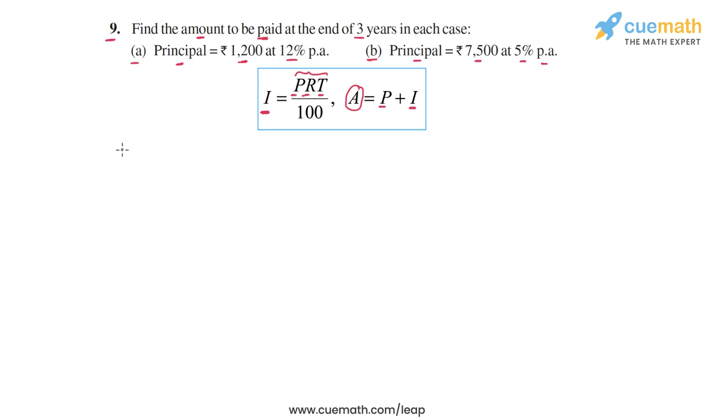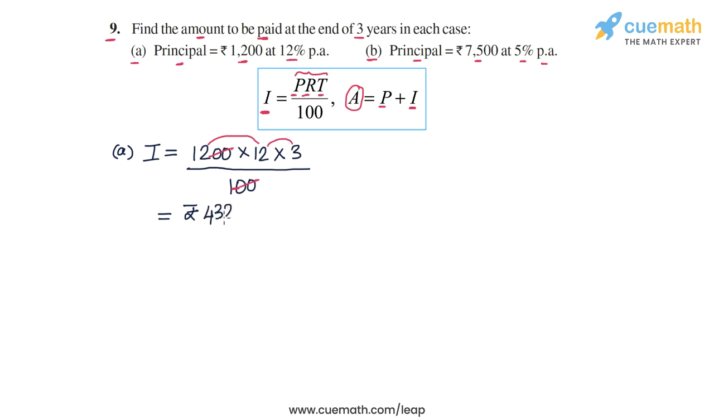Okay, so in part A, the interest will be PRT by 100. So the principal amount in part A is 1200. The rate of interest is 12% per annum, and the time period is 3 years. So this product divided by 100. So how much is this product? So we cancel out these two zeros. So we have 12 into 12, that's 144. 144 into 3, that's 432. So the interest will be rupees 432. So let me put a rupee symbol here also to represent that the interest is in rupees.